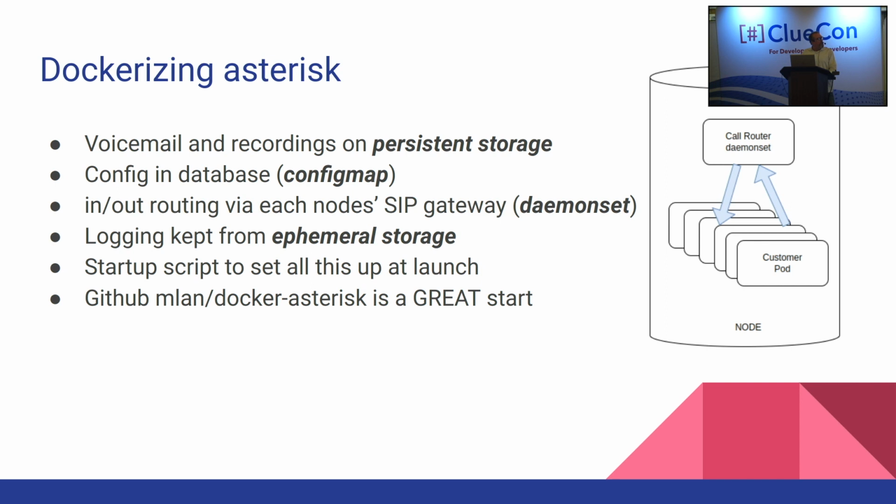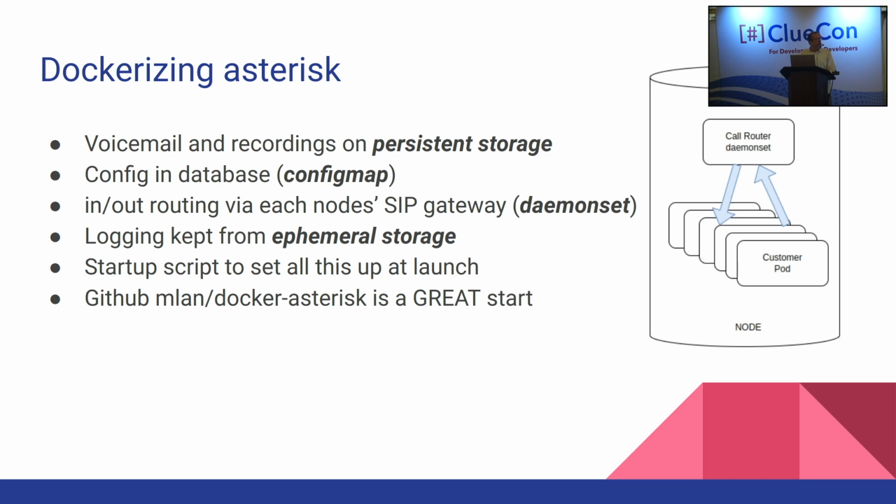So in order to make this work, I've got to get Asterisk or FreeSwitch installed in a container. So I've got to Dockerize it. I didn't start from scratch. There's a great GitHub repo, mlan docker-asterisk. And I spoke to the guy, made sure he was okay with me mentioning him, but you should check out his repo. It's really a great start if you want to run Asterisk.